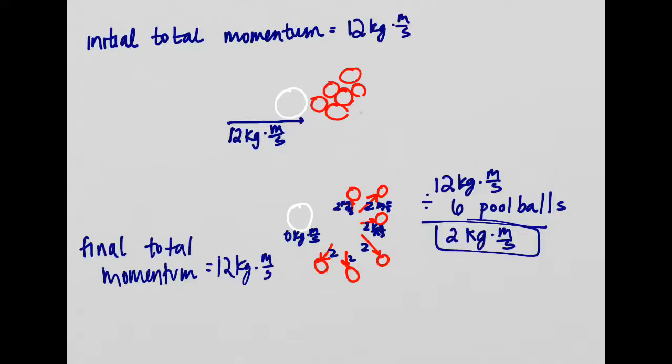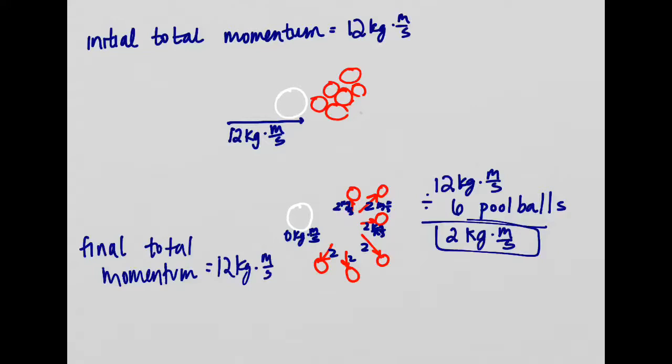All right, so this cue ball is going to run into this pack of balls here. It starts with a momentum of 12 kilograms times meter per second. That's the initial, and all of these are at rest. They're not moving. So the initial total momentum is 12, right? And then I told you that after the collision, after this cue ball has hit all of the other pool balls, the cue ball has a momentum of 0, so it comes to rest.